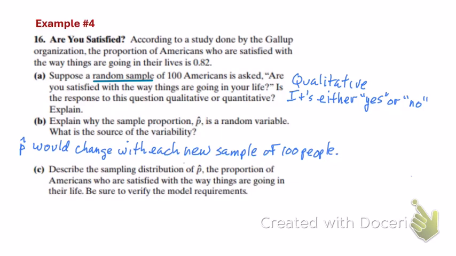Then they want us to describe the sampling distribution of p hat. Okay. Was this random? Yeah, told us that in part A. Is 100 sample size smaller than 5% of the population of Americans, do we think? Yeah, I think we're covered there. So we're good as far as the conditions go. So where's the center then?